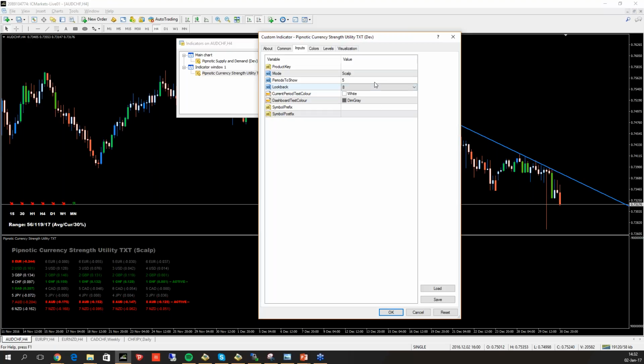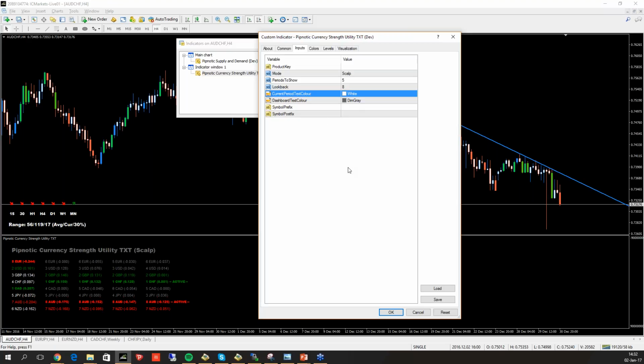So just play around a little bit with that and see how you get on. Then we have this one here. This is like the current period text color. This simply shows us the current period color, which is white. Dashboard text color, this is the other color.